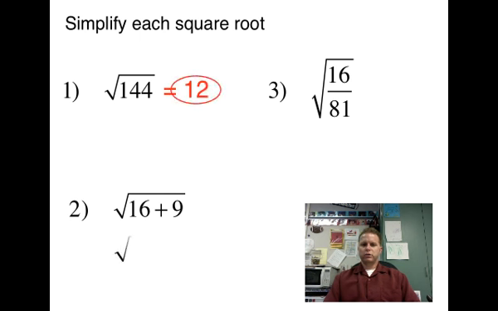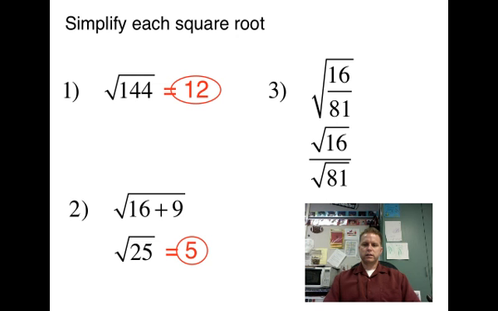Now for number 2, go ahead and add those together, and then the square root of 25 is 5. Now for number 3, this is the one that might have given you a little bit of trouble, but take the square root of 16, take the square root of 81. Square root of 16 is 4, square root of 81 is 9, and we'll get 4 9ths. So still doing the same stuff. You're still taking the square root, but you're taking the square root of each part.